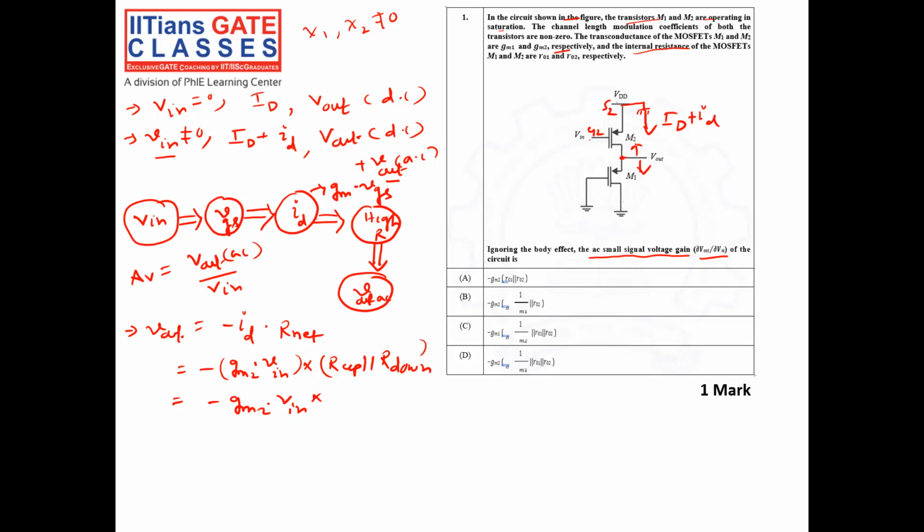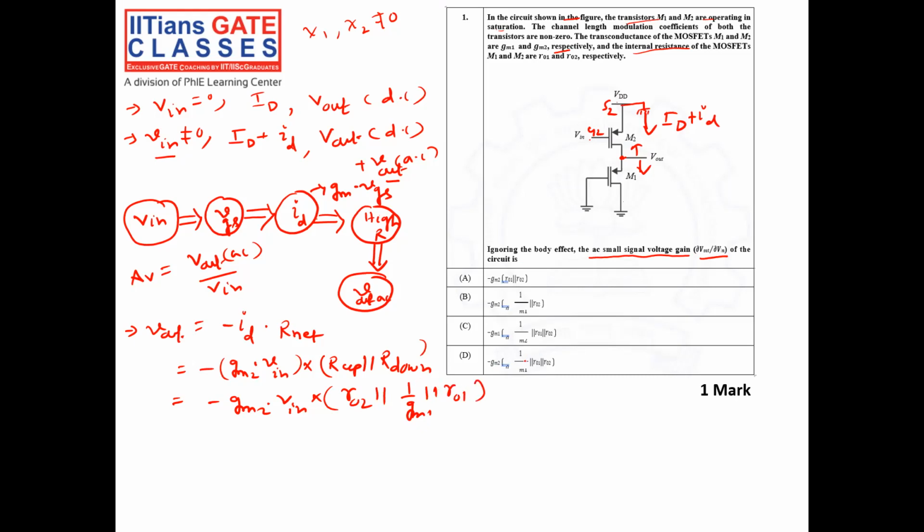I am looking at the drain of transistor M2. When I look at the drain of transistor M2, the resistance is nothing but R02, right? In parallel to R down. R down means I am looking at the source of transistor M1. So we will see in the next slide. The resistance looking from the source of the transistor is 1 by GM1 parallel to R01.